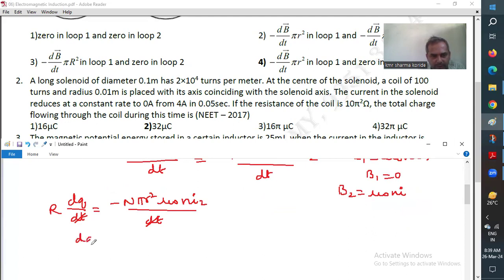Now let us continue further. So dq we are looking for is minus N pi r square mu naught n I2 divided by R. So now let us substitute the values. N is 100 turns.